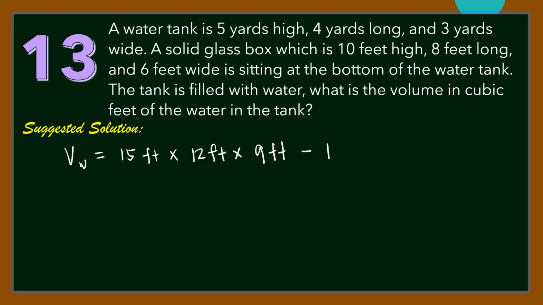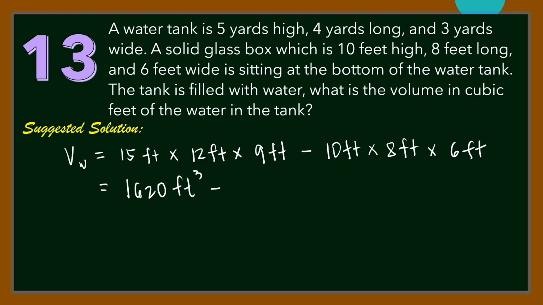that is 10 feet high, 8 feet long, and 6 feet wide. So we have 15 times 12 is 180, and then 180 times 9, that is equal to 1,620 cubic feet, minus 10 times 8, that is 80, times 6, that is 480 cubic feet.